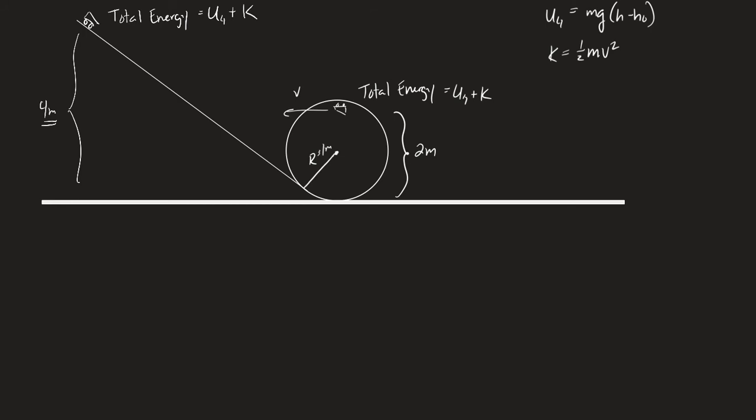Now, again, I'm going to just go ahead and label this point A, label this point B. I'm going to look at the energy at A, and I'm going to set it equal to the energy at B.